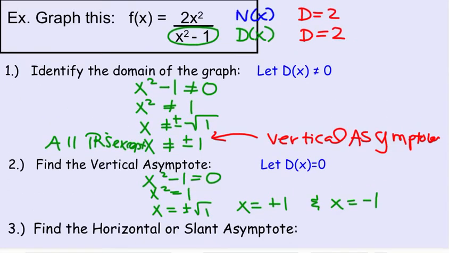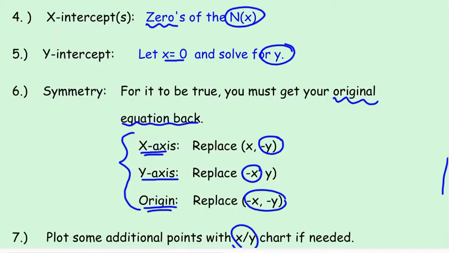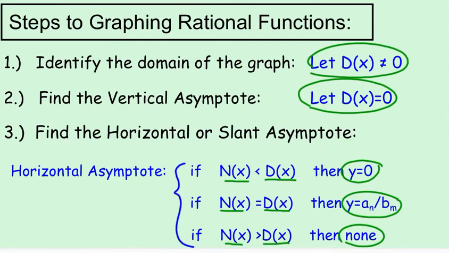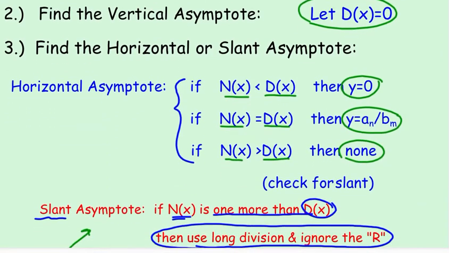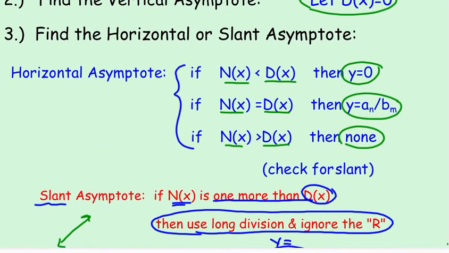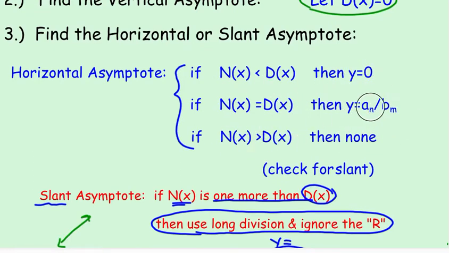Then we look at the degree of the numerator and the degree of the denominator. If I go back a couple slides here to step 3, to have a horizontal asymptote, if the degree of the numerator equals the degree of the denominator, which is the case for this example, then we divide their leading coefficients.